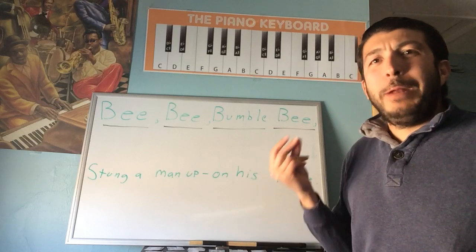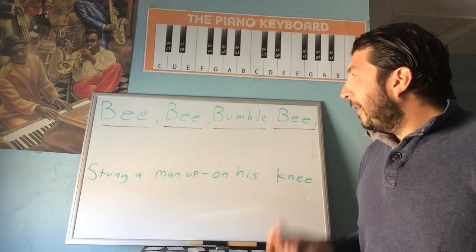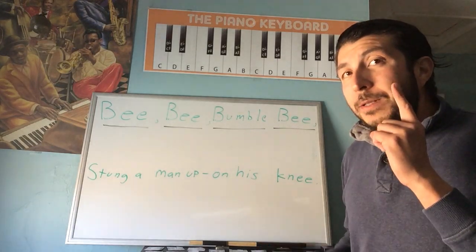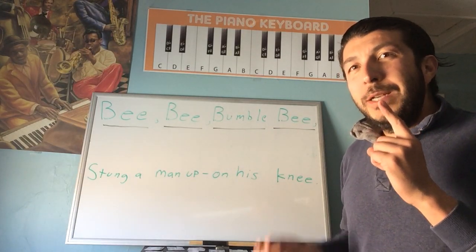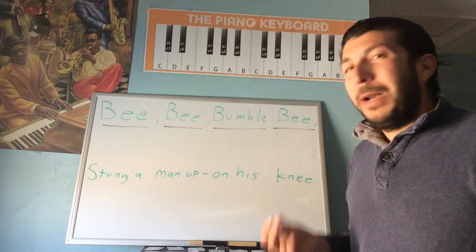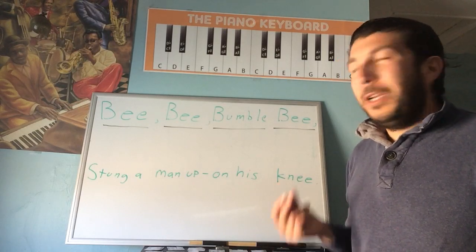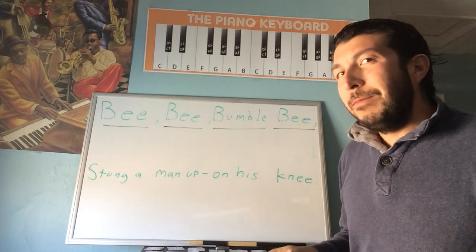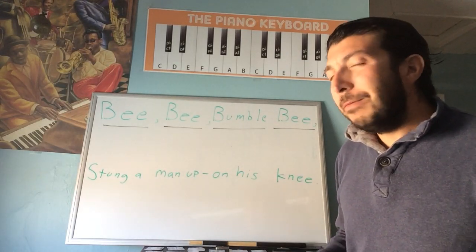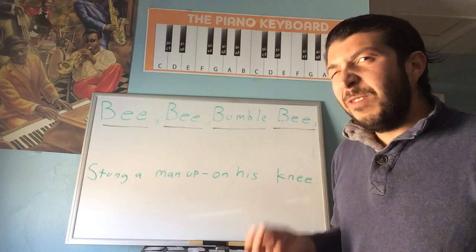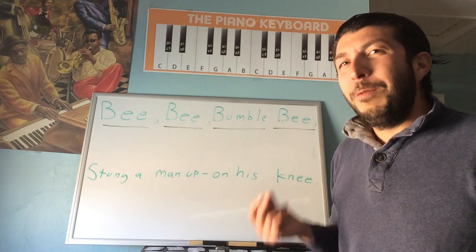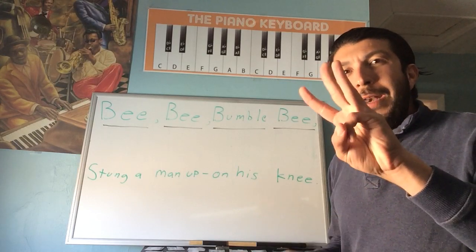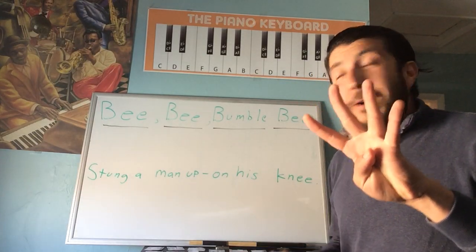Let's tap the beat one more time. I'm going to count to 4 and let's read the bottom line and count how many taps we made while reading the bottom line. Ready, go. Stung a man upon his knee. How many was that? Was it 3, 4, 5? Try it again. Ready, count. Stung a man upon his knee. That was 4, just like the top.